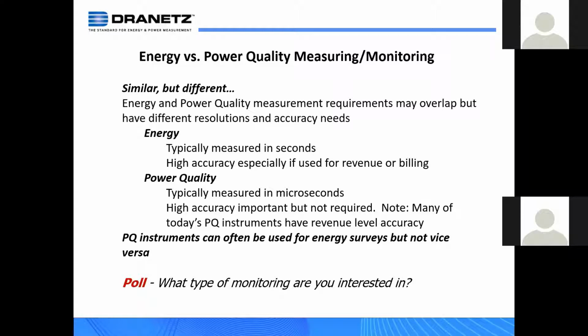So really high accuracy is important. We all want accurate measurements, but it's not the overriding requirement, okay? On a power quality survey, the difference between a 0.5% and a 1% accurate meter probably isn't going to buy you that big of a difference. However, some of the international standards, such as IEC 61000-4-30, will require you to have a more accurate power meter. But also note that many of today's power quality instruments, including most of those from Dranetz, do have revenue level accuracy. So they're very good power quality meters, but they also can measure energy very accurately. So really, PQ instruments can often be used for energy surveys, but not vice versa.